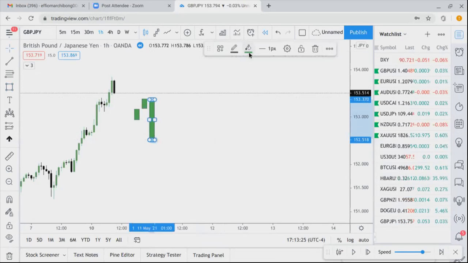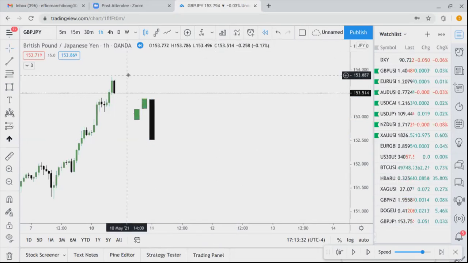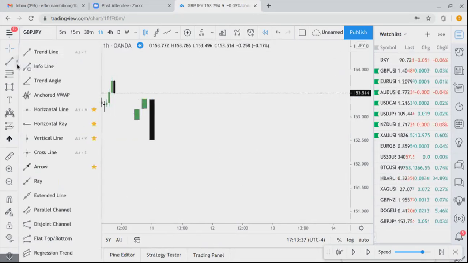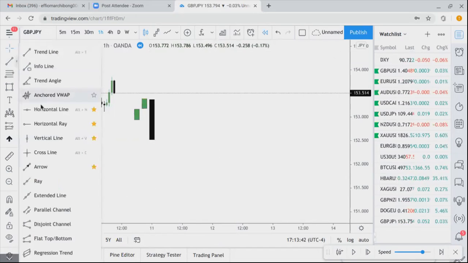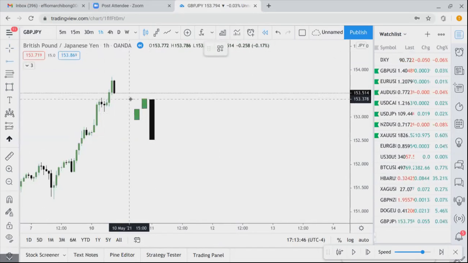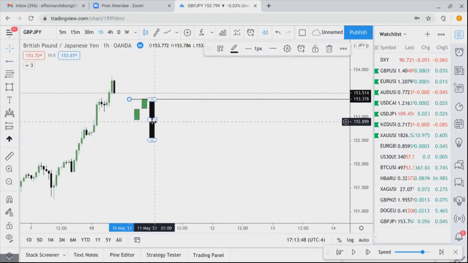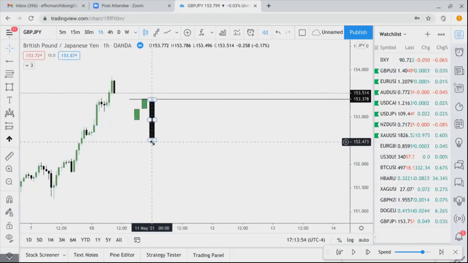All right, so what am I looking out for? I'm looking for an engulfing candle that engulfs a minimum of 2 candles to the left. In other words, what are we looking for first? We want to see an engulfing candle first. In this case, we have an engulfing candle right here.